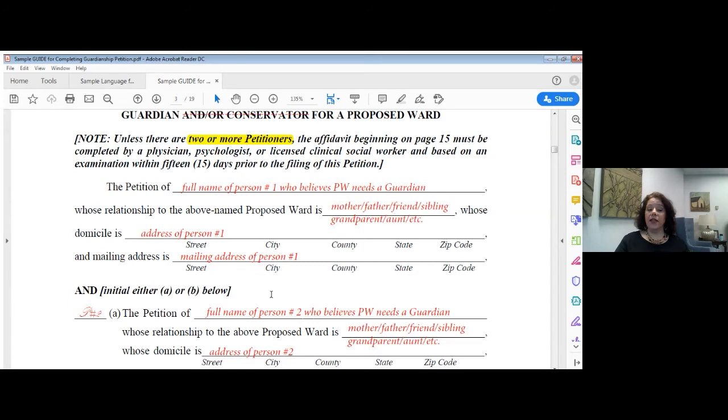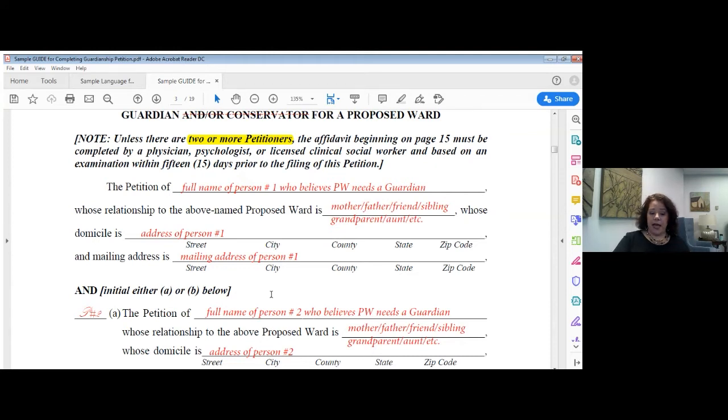Domicile is the place where you live, and you go on to provide your mailing address. And if those are one and the same, you can put same, or just fill it in there twice. But certainly if your mailing address is different than where you actually live, then you would provide that information. The court does need to know your actual domicile. So you cannot put a PO box in both of those spots. They need an actual domicile, because if the court ever needs to serve you with anything, they need to know where they can physically find you, not just your mailbox. So all that information is with regard to the first petitioner.